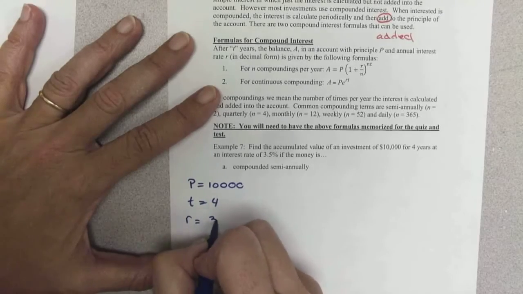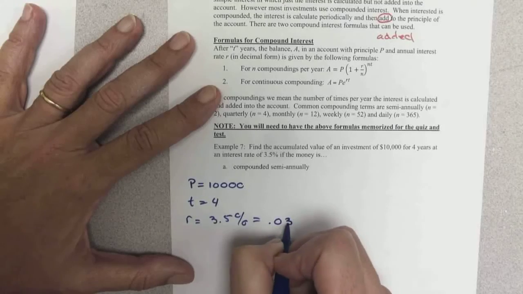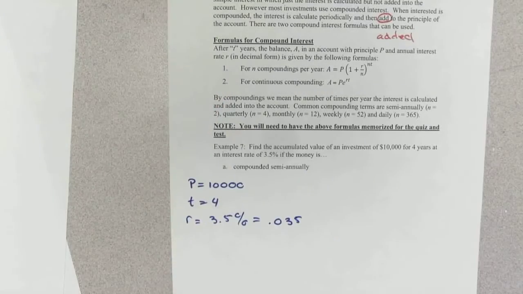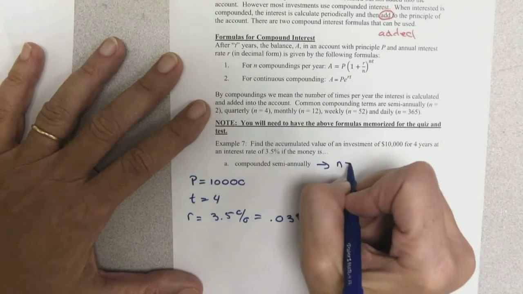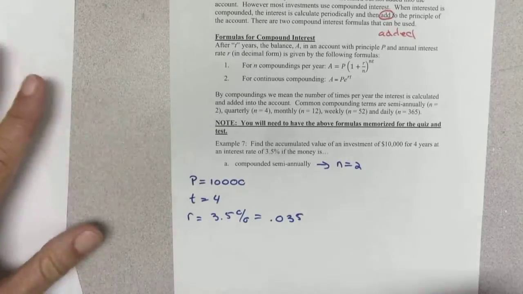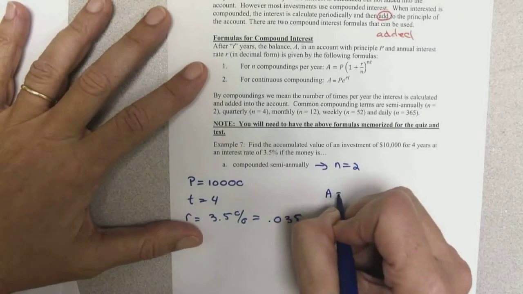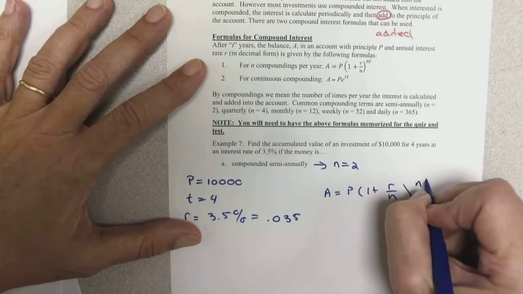My r, 3.5%, which I say is 0.035. Change it to a decimal. And then compounded semi-annually, that's n equals 2. And so now I'm just going to use my formula I have up there. A equals P times 1 plus r over n to the nt.